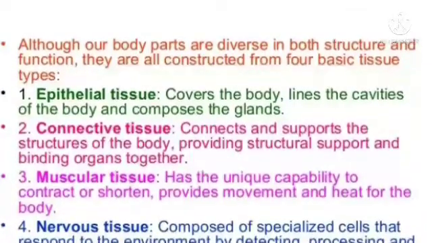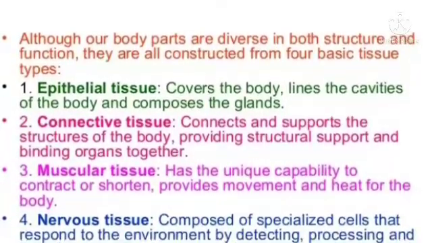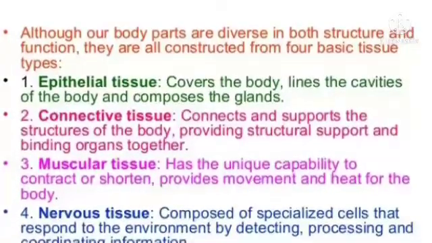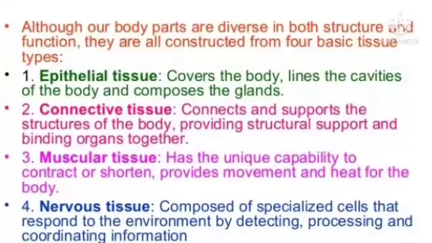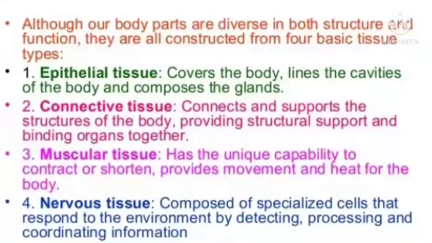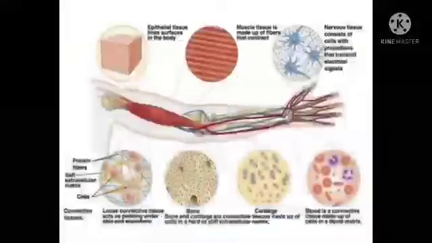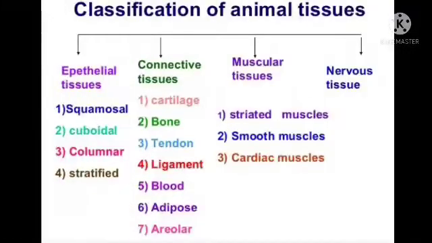Muscular tissue: has the unique capability to contract or shorten, provides movement and heat for the body. Nervous tissue: composed of specialized cells that respond to the environment by detecting, processing, and coordinating information. Have a look at the classification of animal tissues.